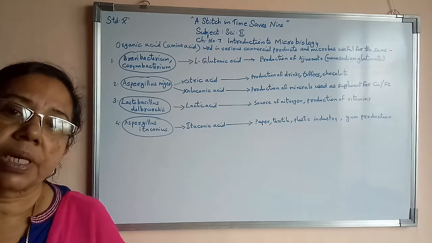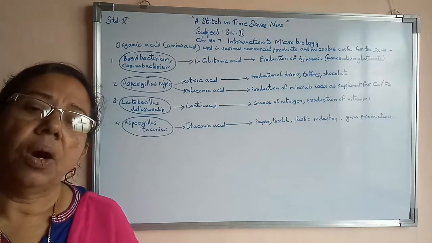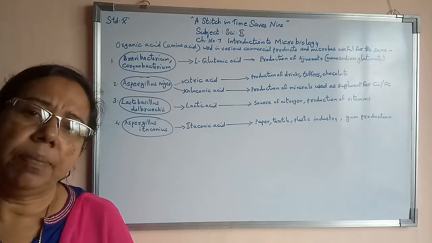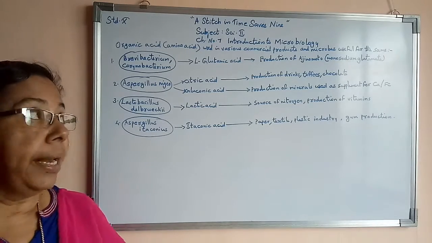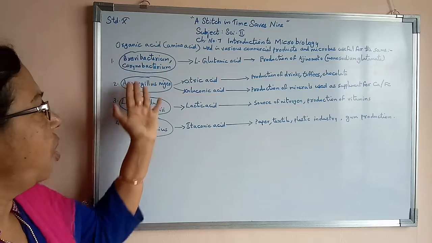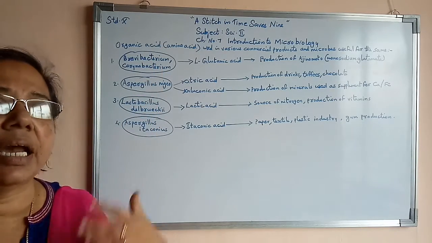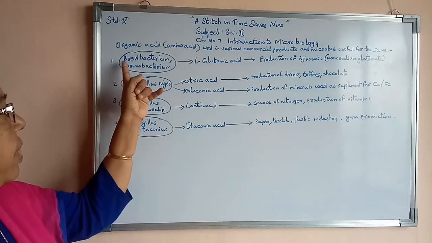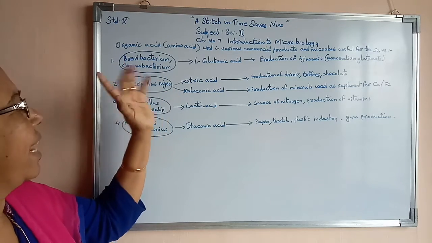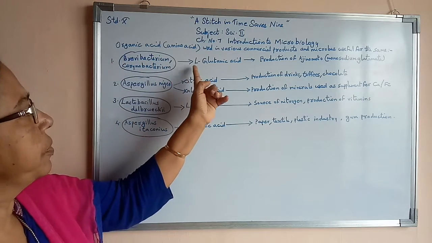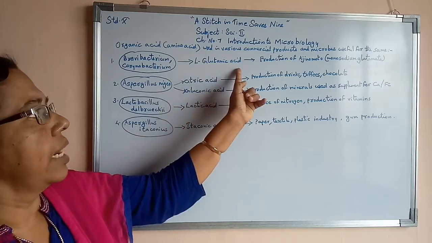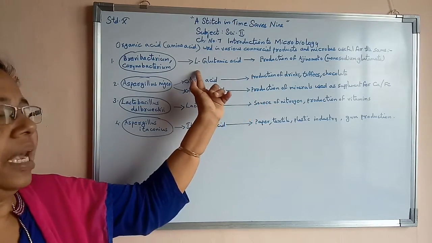Maybe fungi, or we can say maybe bacteria. Now here, which all acids, or we can say which all amino acids, they are making. First one, Brevibacterium as well as Corynebacterium. Both of them are producing L-glutamic acid.